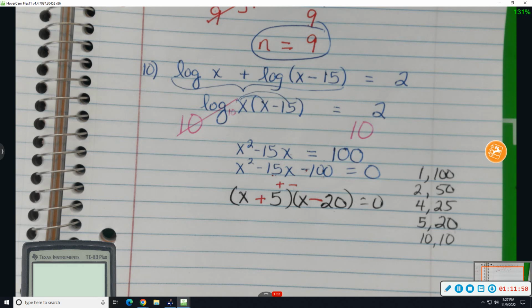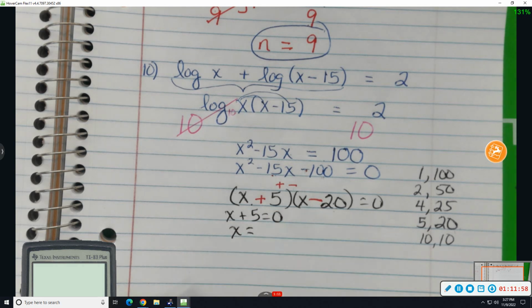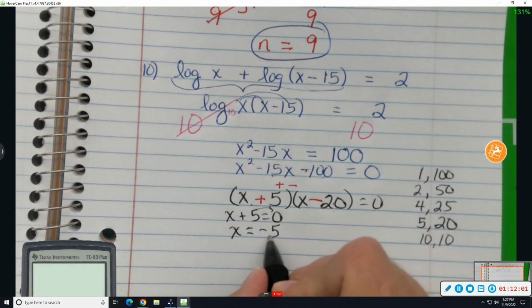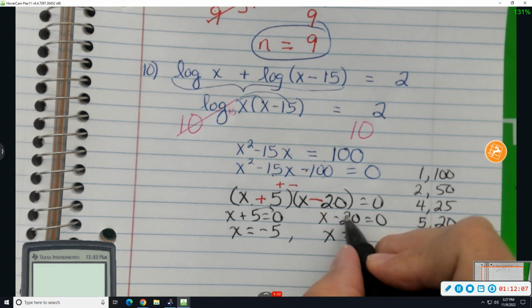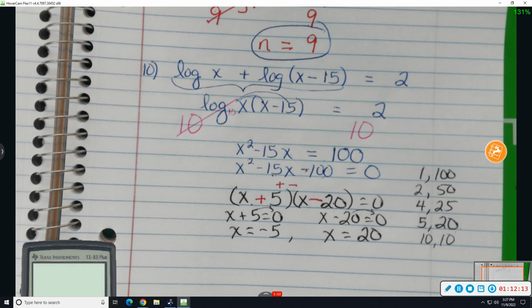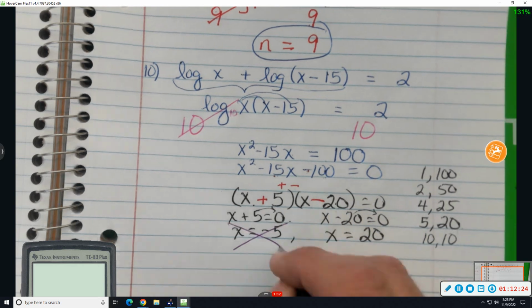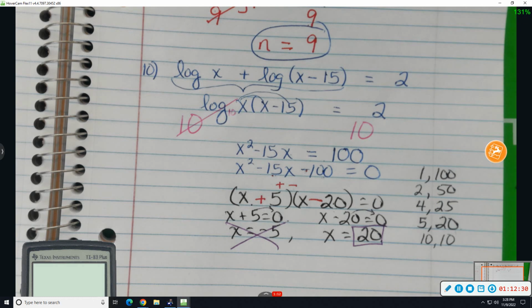But now the signs are about to change, right? Once you set each one of these to 0, we get x equals negative 5, and x equals what? 20. Be careful, we're not going to punch in both of those answers. Which one are we going to mark out? The negative 5. You can't take the log of a negative number. So only 20 is our answer there.